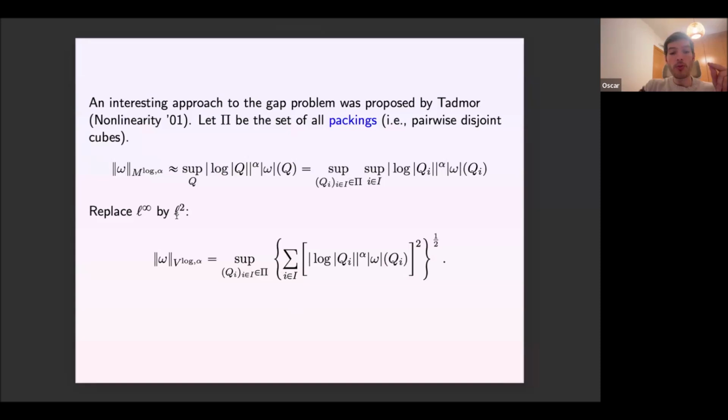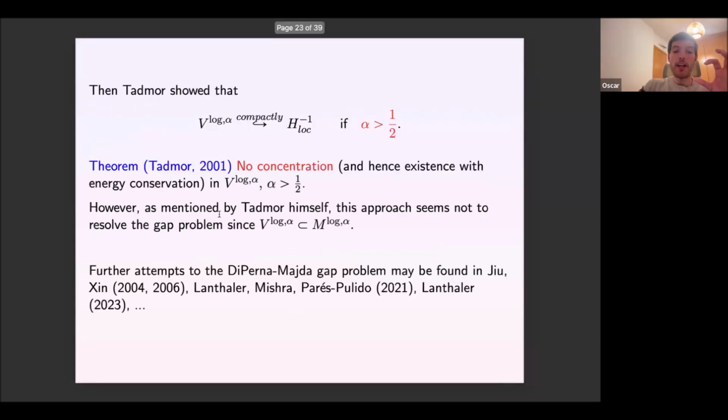But here, when you go from little L2 to L infinity, right, this space is slightly smaller than the classical Morrey space, okay? So this space is continuously embedded into the Morrey space. So apparently, the Tadmor approach does not resolve the DiPerna-Majda gap problem.